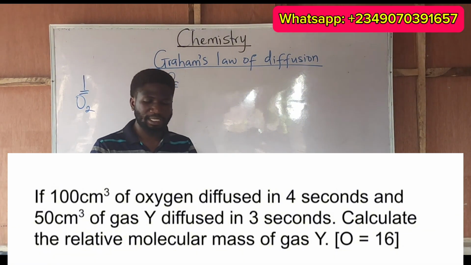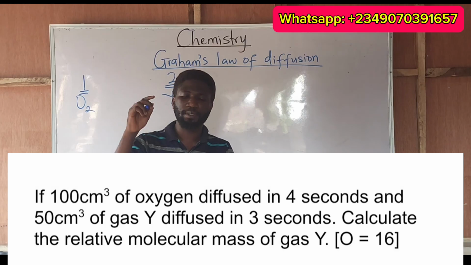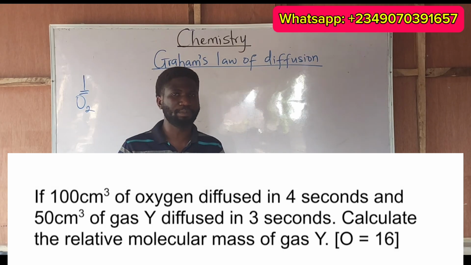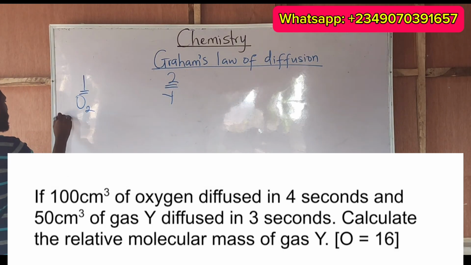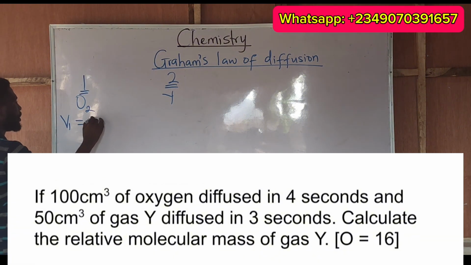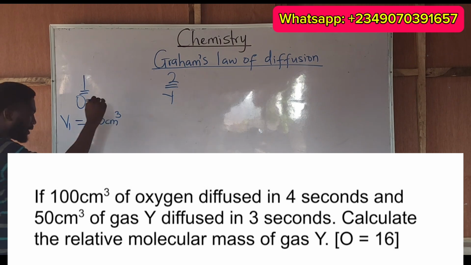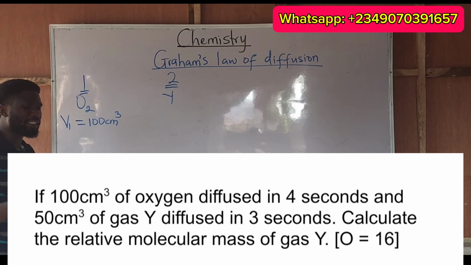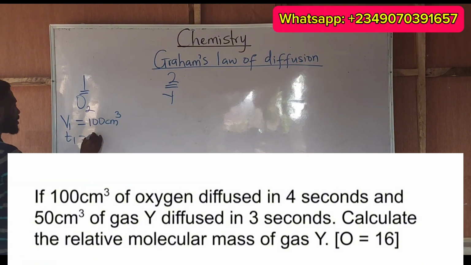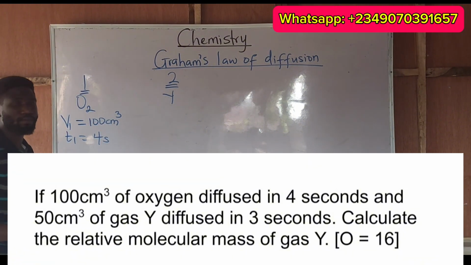We are told that the volume of oxygen is 100 cm³, so we can have this as V1. Why am I having V1? Because that is the first gas I'm using here. So this is 100 cm³. And what else do we have? We are told that it diffused in 4 seconds. So the T1 here is 4 seconds.